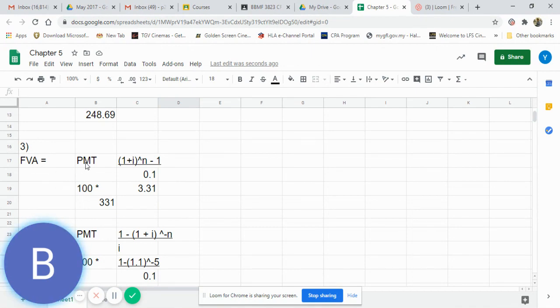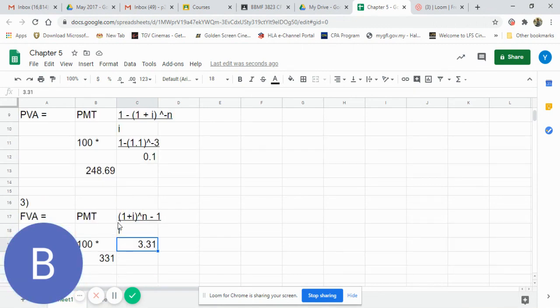Future value annuity equals PMT times 1 plus I power of n minus 1, divided by I, right? So 100 PMT, 1.1 power of 3 minus 1, divided by 0.1. So if you compute, you should be getting 3.31. Therefore, 100 times 3.31, your answer should be 331, right?